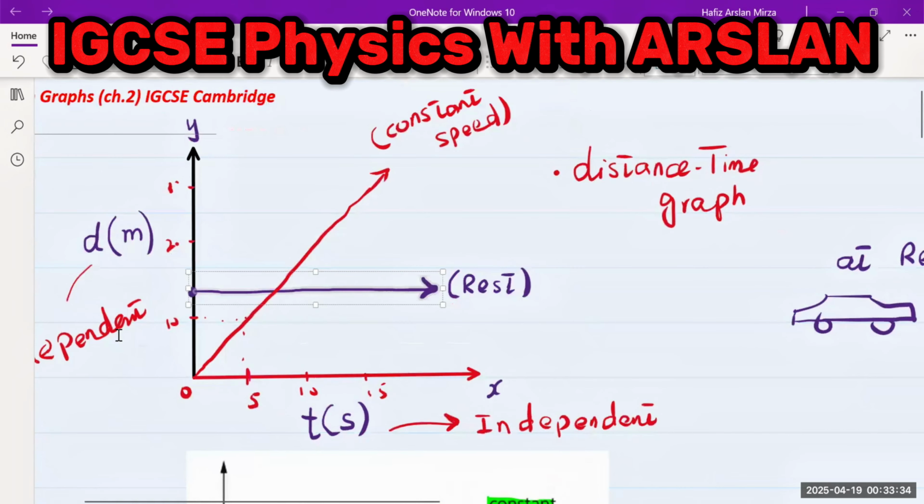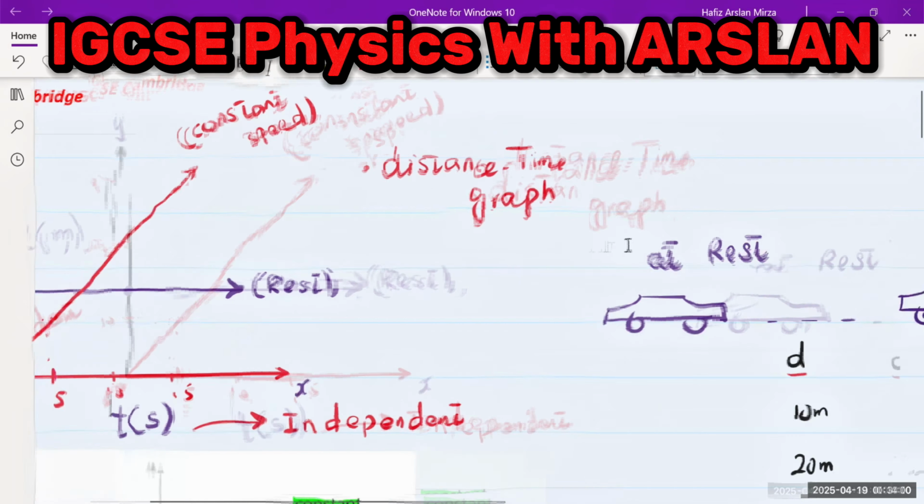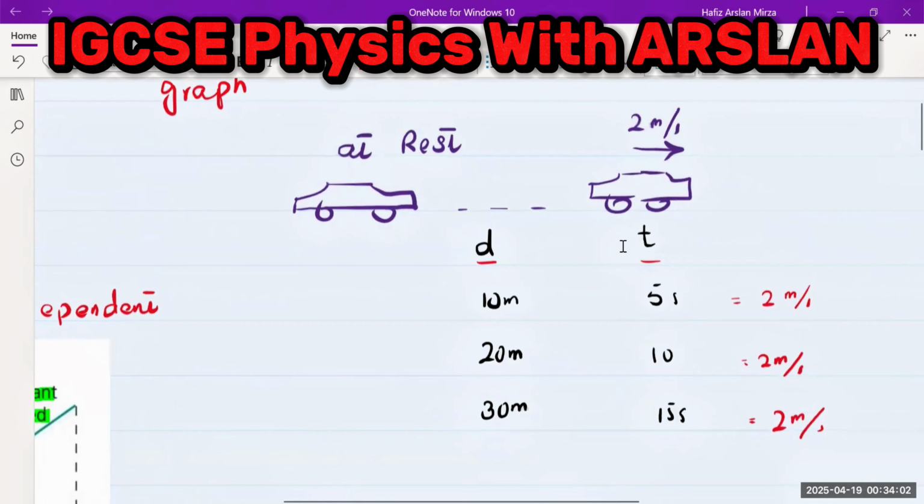The second case is when an object covers equal distance in equal intervals of time. You can see 5 seconds and 10 meters, next 5 seconds, next 10 meters. So equal distance in equal intervals of time, and the speed is constant. Distance divided by time: 10 over 5 is 2, 20 over 10 is 2. In each case, the speed is 2 meters per second.